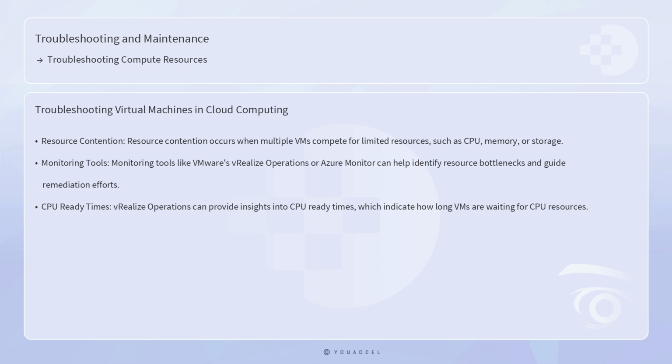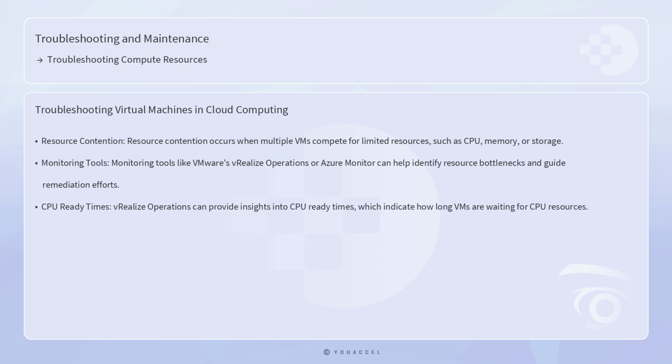Virtual machines are a fundamental component of cloud computing. When troubleshooting VMs, it is essential to consider both the guest operating system and the hypervisor. Common issues include resource contention, configuration errors, and network connectivity problems. Resource contention occurs when multiple VMs compete for limited resources, such as CPU, memory, or storage.